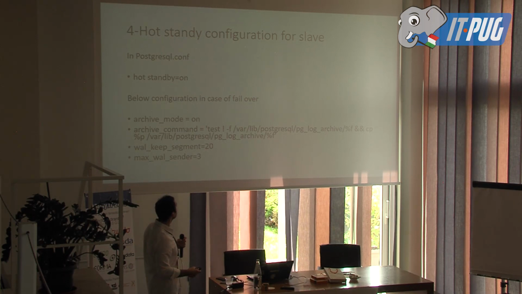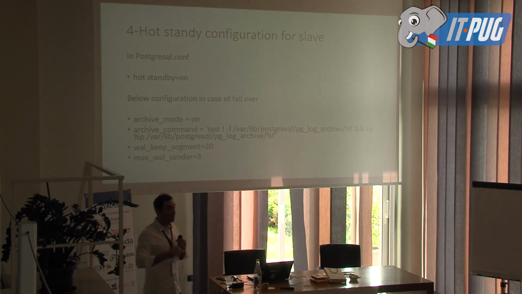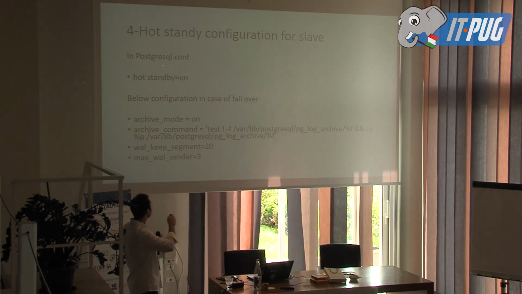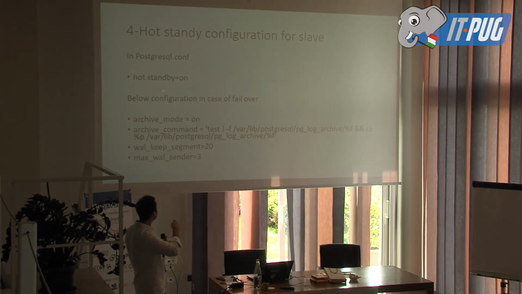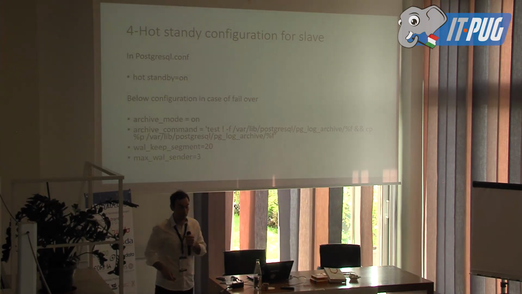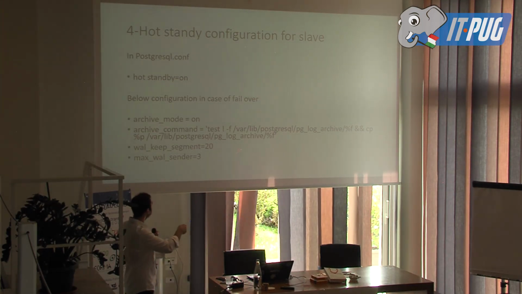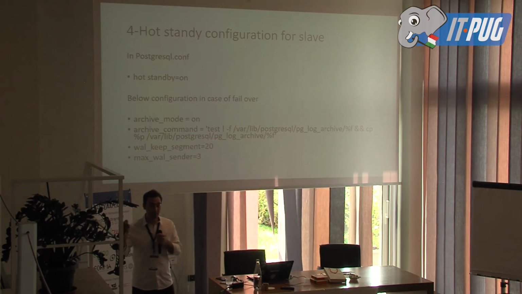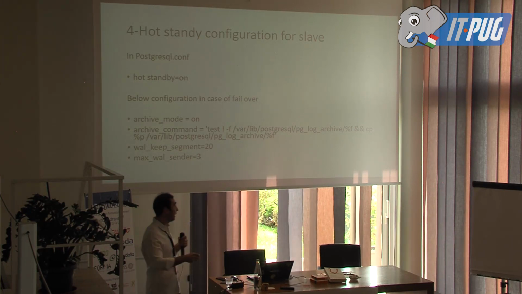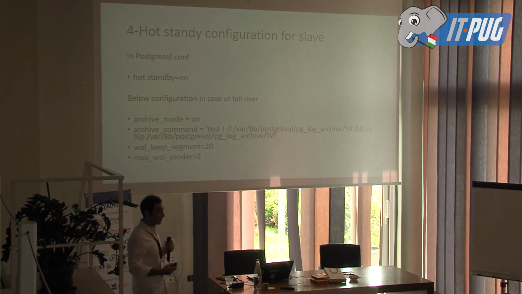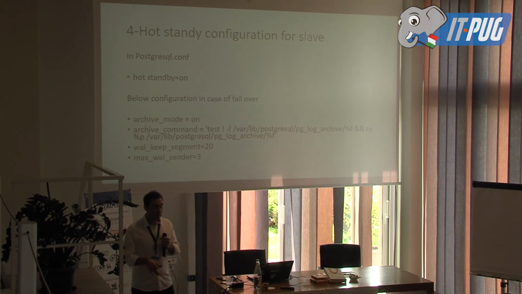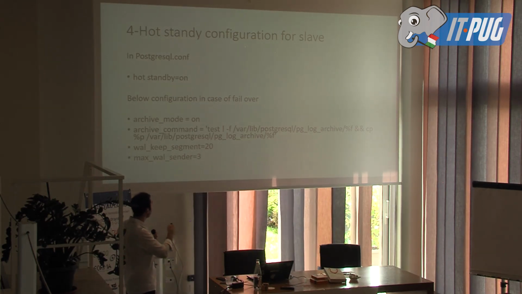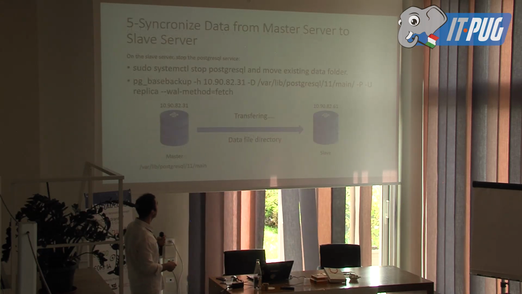Okay, for the configuration of the slave, the only thing to do to make a hot standby is, in the postgresql.conf file, you just set hot_standby to on, okay? You don't need to set these, but in case of failover, your slave server will be the master, okay? That's why you set these things like on a master. Because today's slave is gonna be tomorrow's master, right? That's why we're gonna set these settings also on the slave servers.